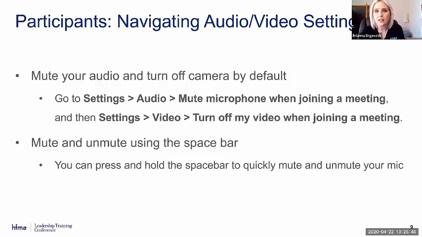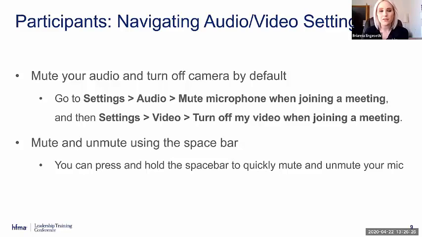One of the things that can be helpful when you're joining a lot of Zoom calls these days is to default your settings to mute your audio and turn off your video so that those are already done when you join the meeting. In order to do that, like Erica was showing, you go into your settings, which is typically at the lower left portion of your screen once you've joined a Zoom meeting. There's a little arrow and you can go into settings there. So you'd go into settings and then audio, and then select mute microphone when joining a meeting.